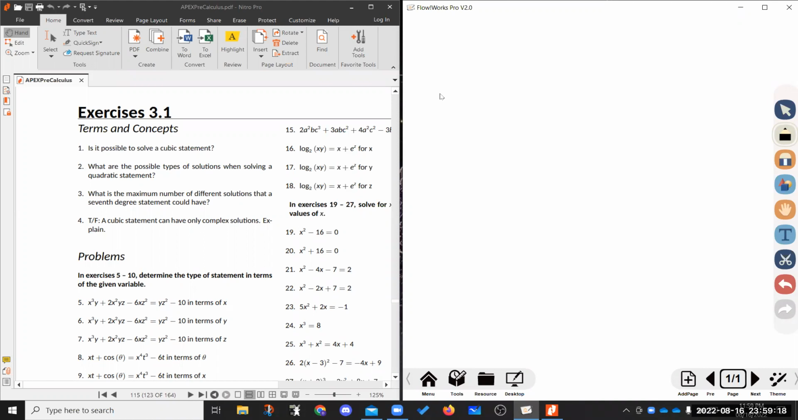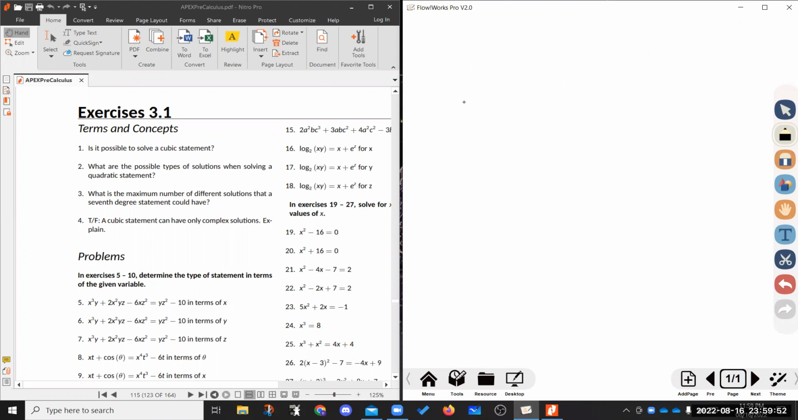So yes, it is possible, no matter what is in the form of ax cubed plus bx squared plus cx plus d equals 0. It's possible to always solve that. You just may end up with answers that are complex answers and not necessarily real answers. What are the possible types of solutions when solving a quadratic statement?